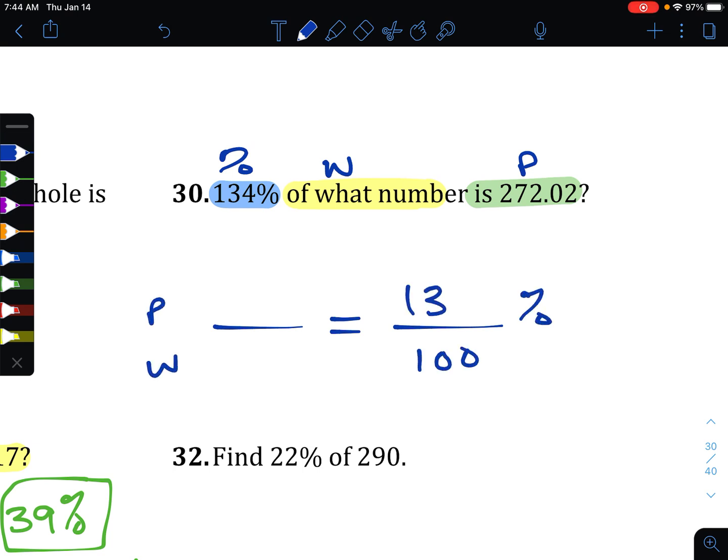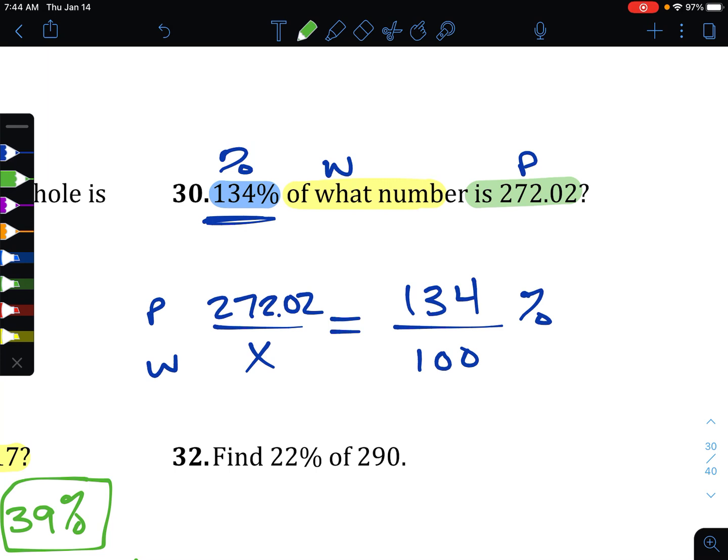So the 134 is the percent. I usually start with that. The part is the 272.02. And we don't know the whole thing. Let's call that x. Now, looking at the percent here, that tells me that the part is actually going to be bigger than the whole. So the whole that I get here should actually be smaller than that 272.02 number.